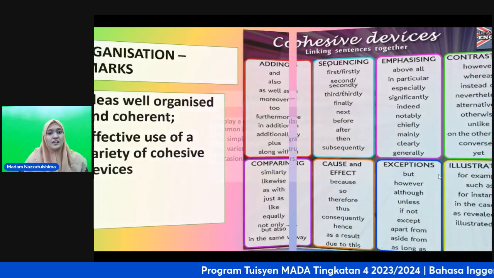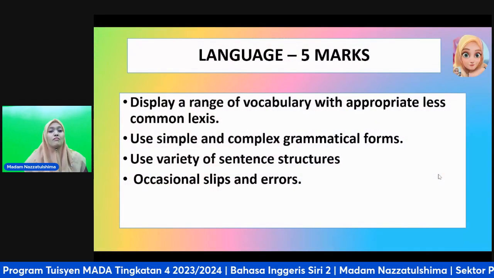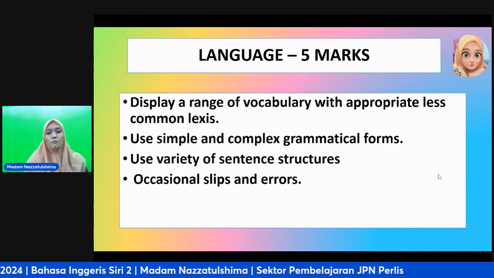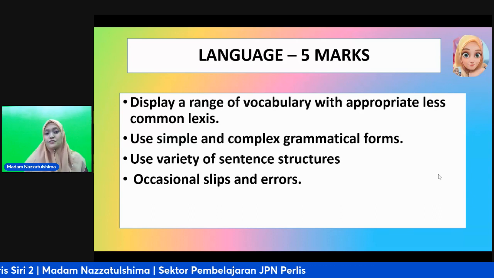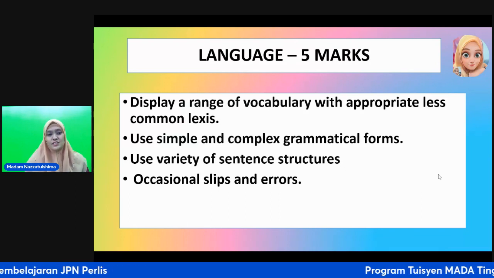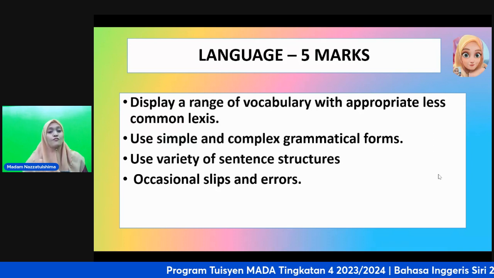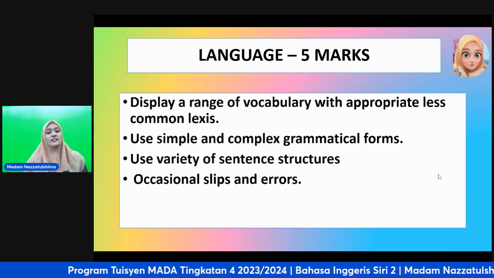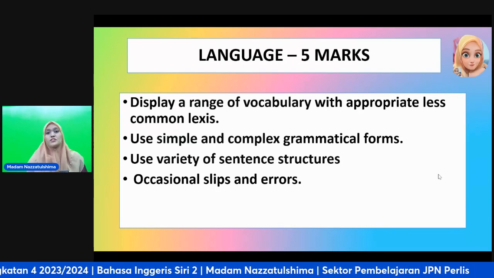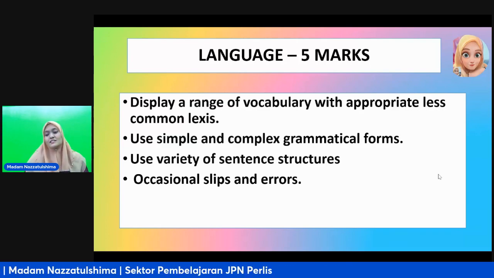This one, language, 5 marks. So language: display a range of vocabs with appropriate less common lexemes. Use simple and complex grammatical forms. Use a variety of sentence structures, with occasional slips and errors. So basically for language, you have to make sure you have a variety of vocabs, and the sentence structure must be varied, for example, you have simple sentences, complex sentences, and compound sentences.